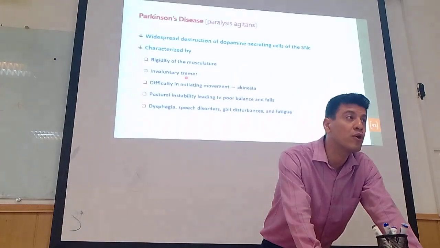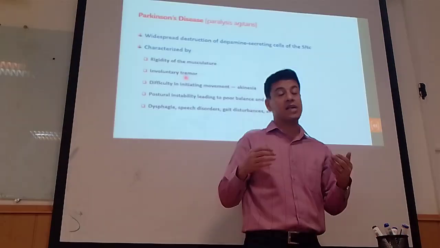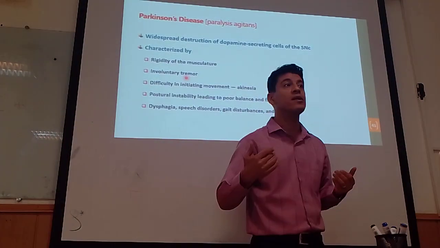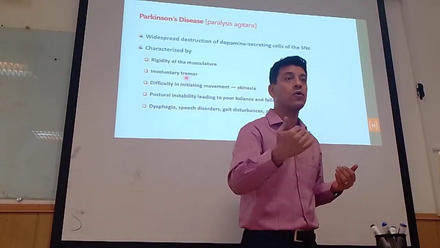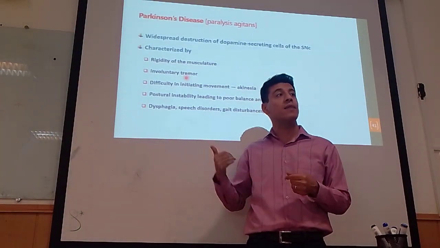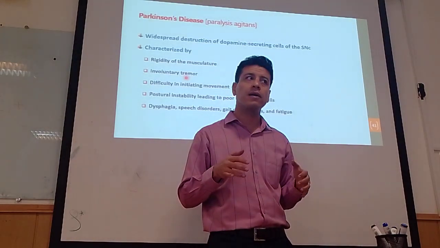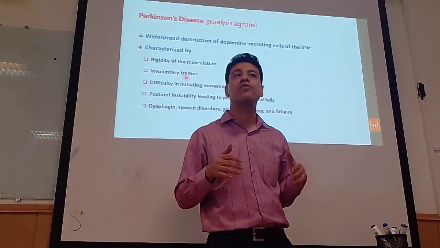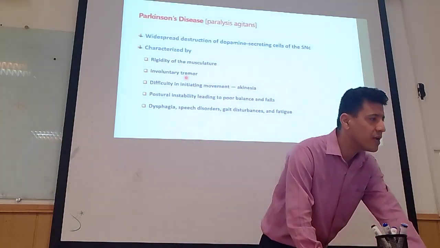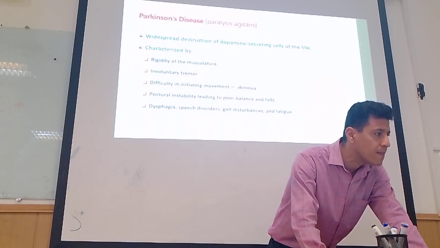Okay, we had also tremor for the cerebellum disease. But tremor for cerebellum happens when the patient wants to do a movement. So we call this intention tremor or action tremor. But here tremor happens when the person is resting. So in the resting state there is tremor. We call this tremor at rest. Okay? So tremor at rest or involuntary tremor is an indication of Parkinson's disease.